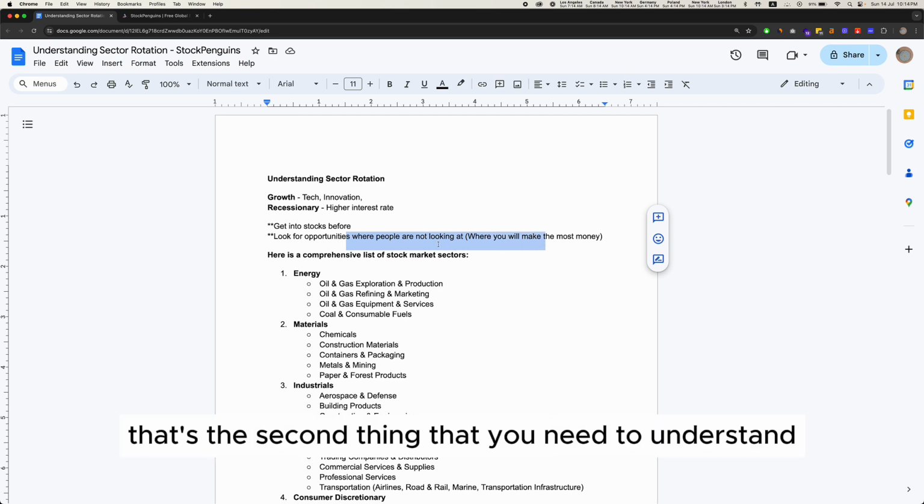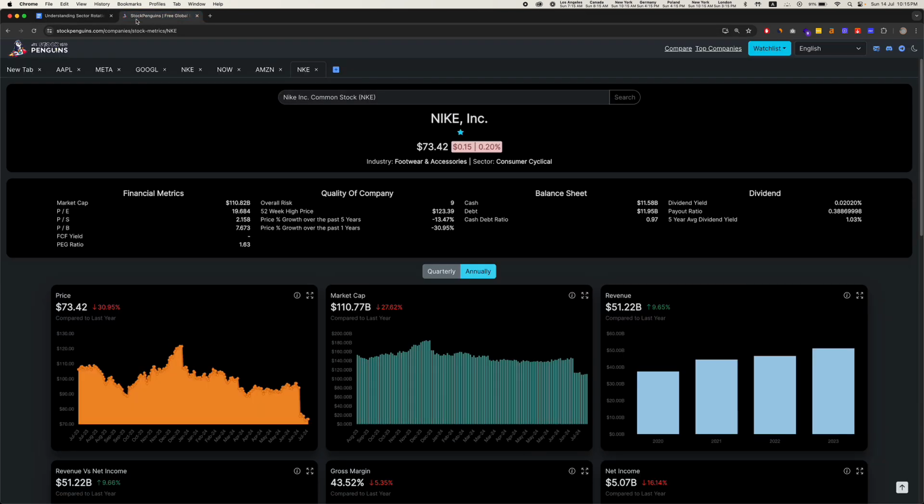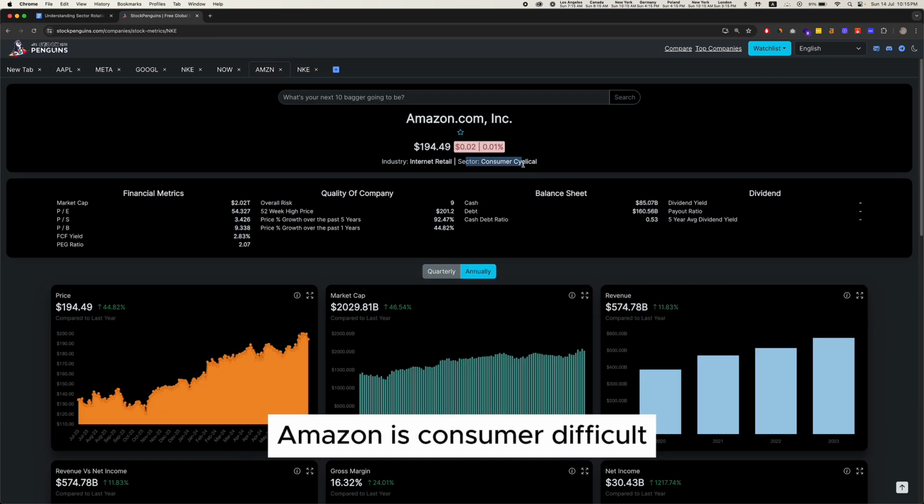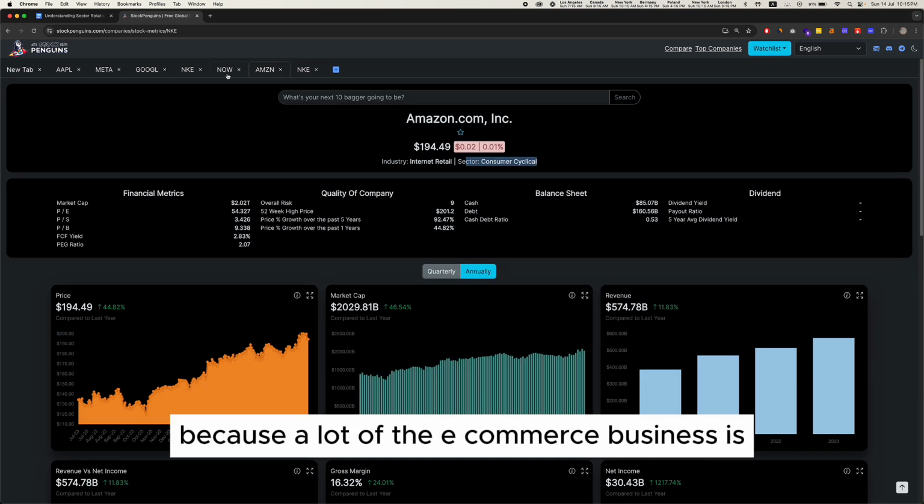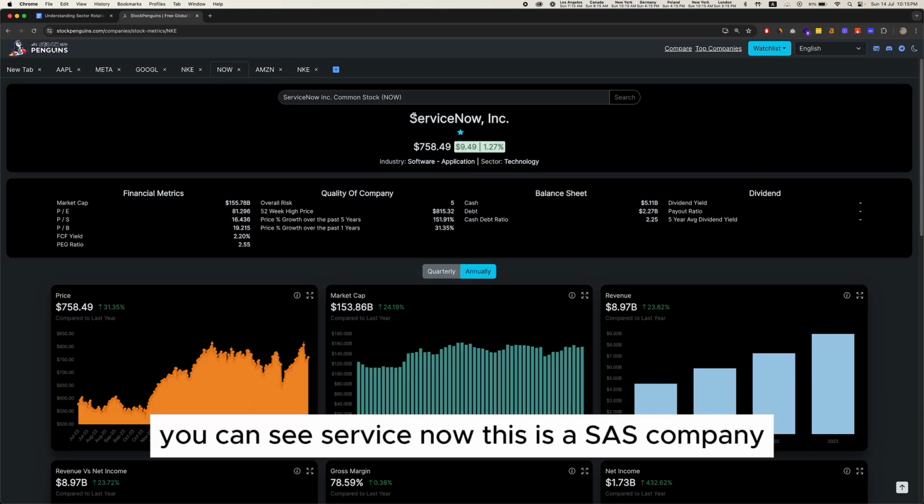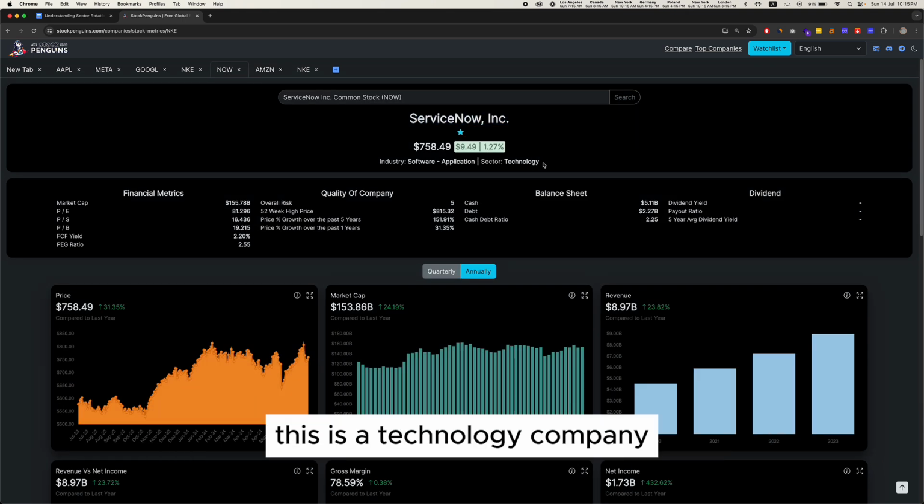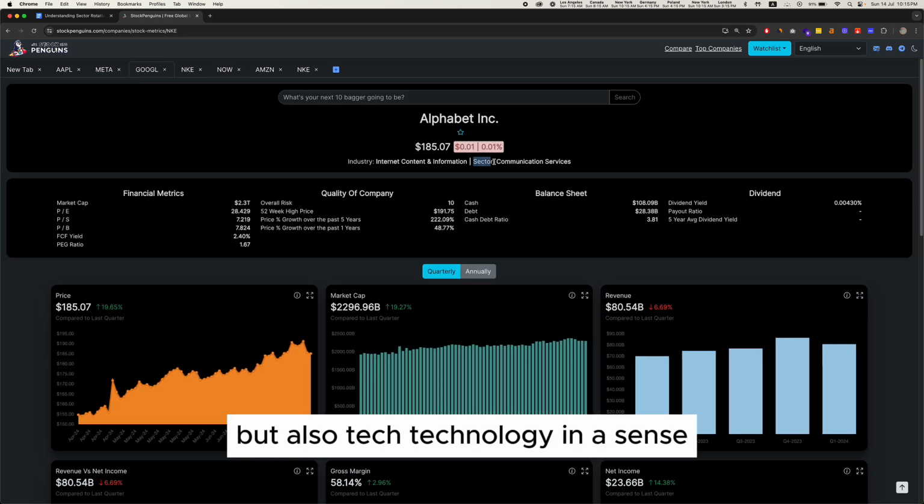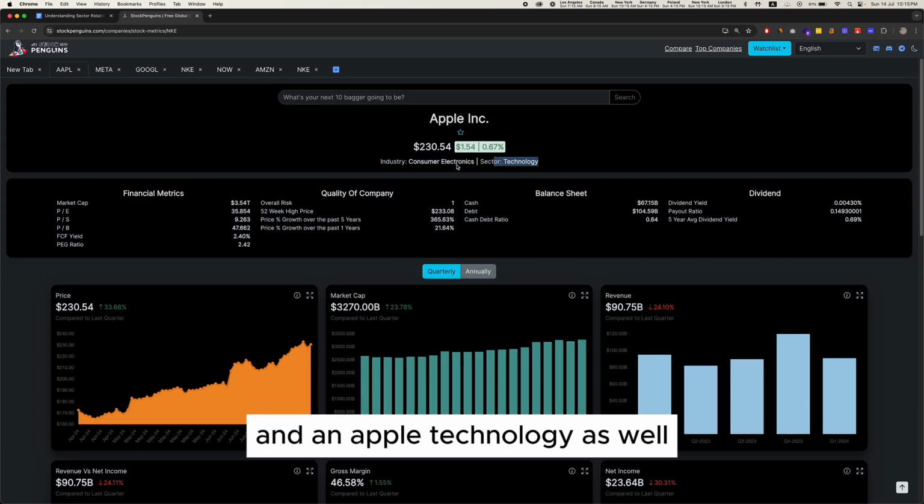So that's the second thing that you need to understand. All right. Okay, let's go back to sector rotation. You can see here, Nike, for example, is a consumer cyclical company, right? Amazon is consumer cyclical because a lot of the e-commerce business is predicated on that, but they're more about tech. You can see ServiceNow. This is a SaaS company. This is a technology company. Google is communication services, but also technology in a sense, and then Apple technology as well.